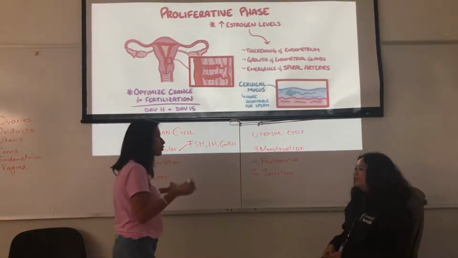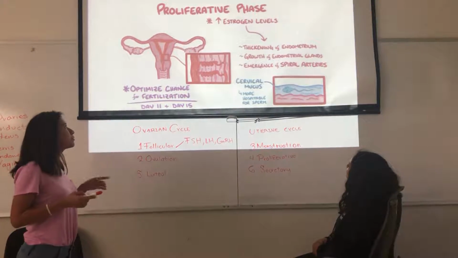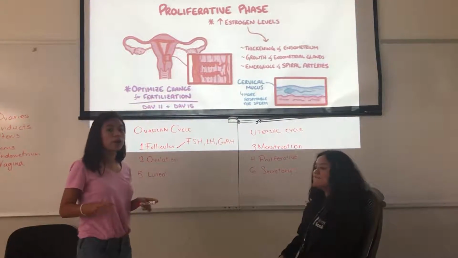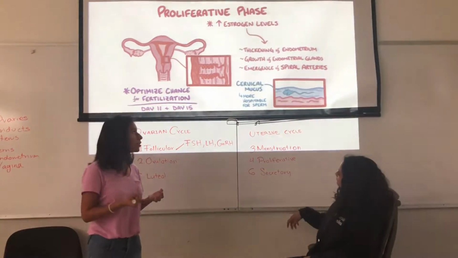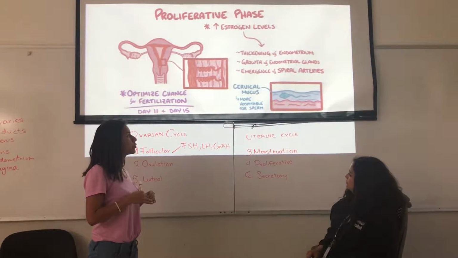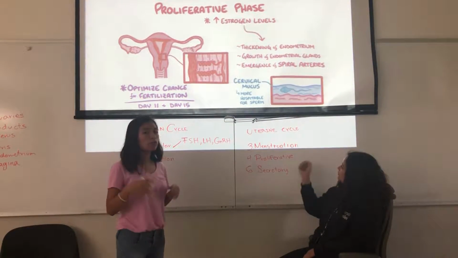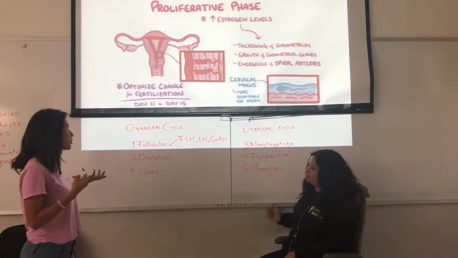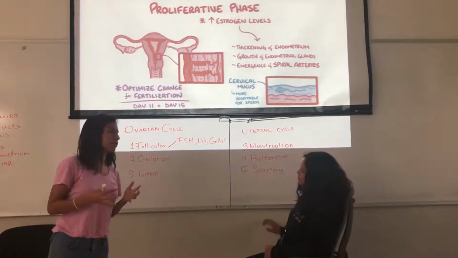Another phase of the uterine cycle is the proliferative phase. During this phase the estrogen levels are increasing, so the endometrium is getting thicker, the endometrial glands grow, and the spiral arteries appear. Also, the cervical mucus becomes more hospitable for the sperm, and this optimizes the chance for fertilization. This lasts about from day 11 to day 15.